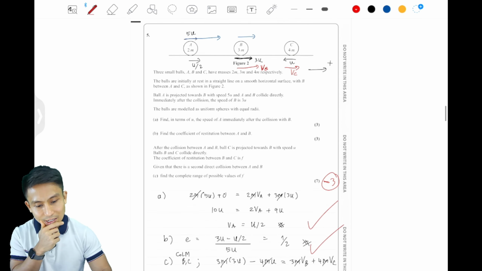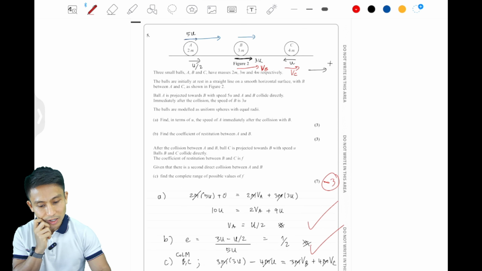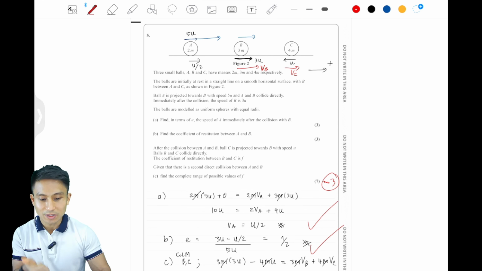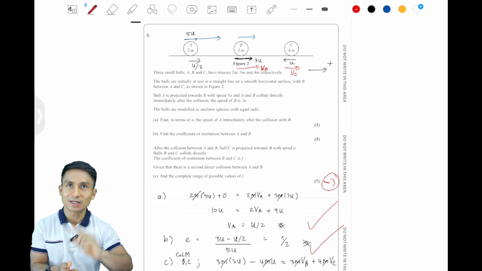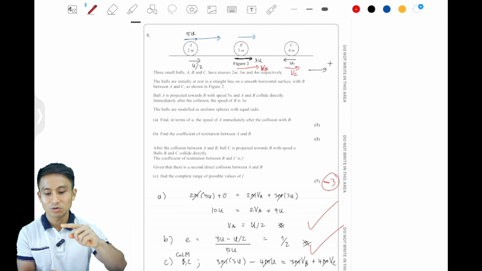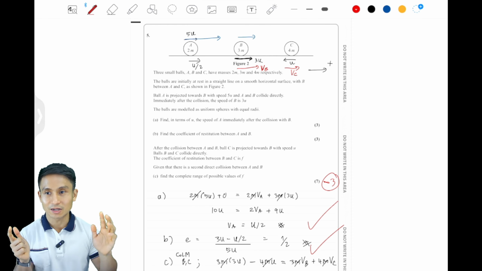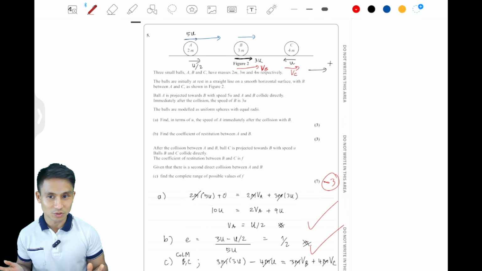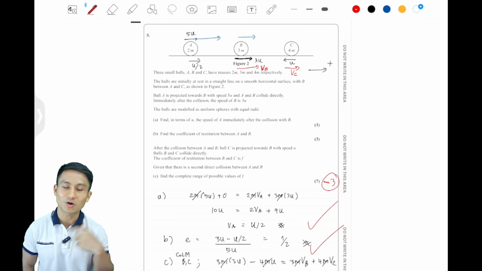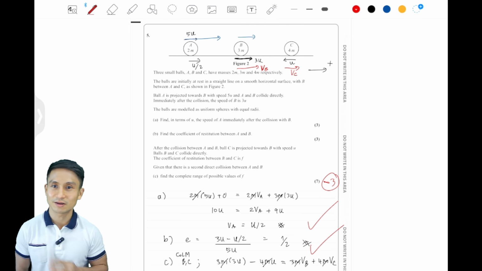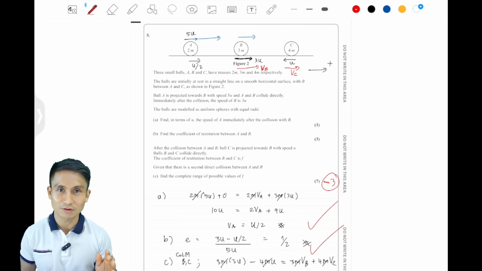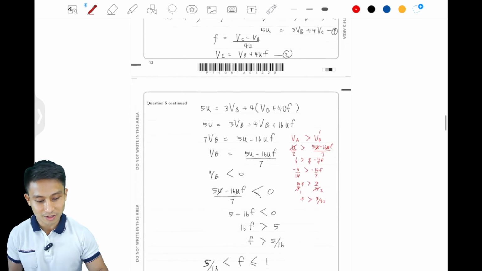So here, I think the first two parts are fine. Just make sure you understand that in this kind of collision content, you just have coefficient of restitution and conservation of linear momentum. Again, just make two equations and solve simultaneously. Make sure you take care of all the signs and directions very thoroughly. Gotta be careful for that.